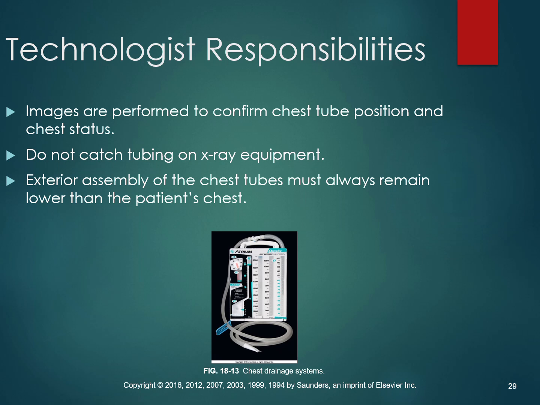You have to be really careful because the tubing hangs off of the bed. You want to be careful not to catch the tubing on any of your x-ray equipment that you're using, especially during portables. And the exterior assembly of the chest tube, very, very important, must always remain lower than the patient's chest. That box contains fluid, water, and basically what this does is if there's any intrapleural air, the tube will remove the air. That air will bubble up through the water, and then the air cannot get back into the patient because obviously air cannot go back through the water.